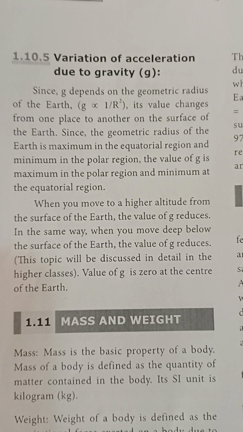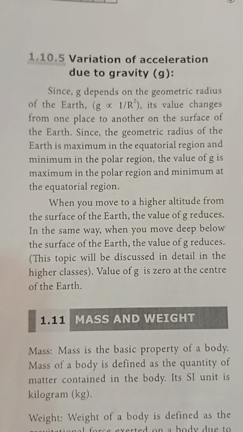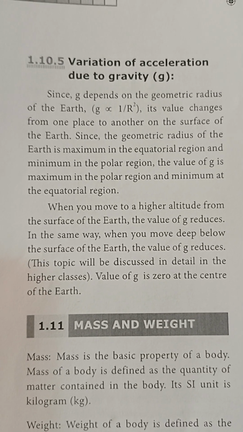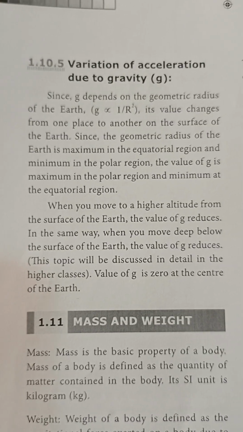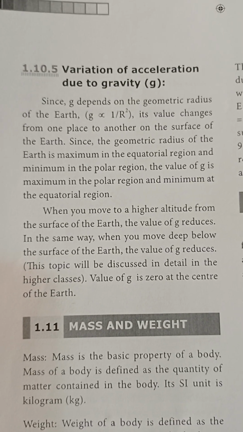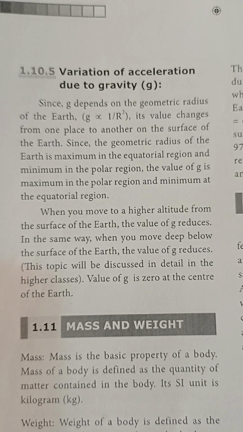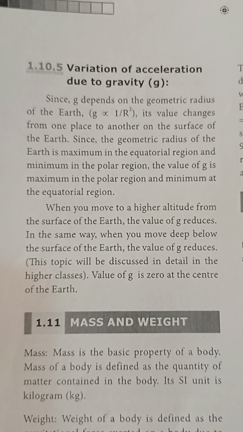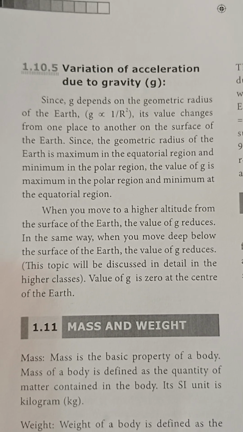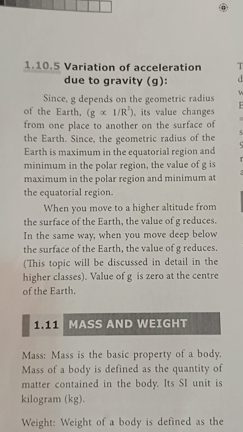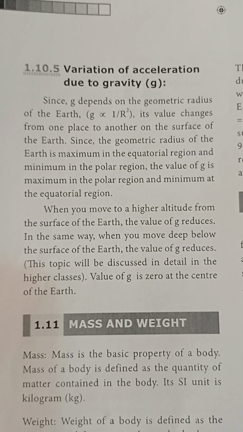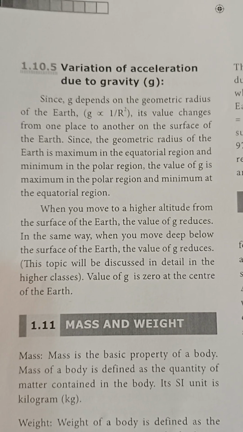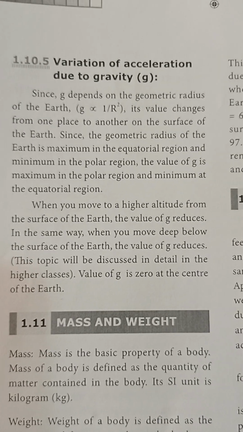Next topic is variation of acceleration due to gravity. Since gravity depends upon the distance between the two objects, it will be changing at every place. The radius is maximum at the equatorial region and lesser at the polar region. So the value of g will be maximum in the polar region and minimum at the equatorial region. Similarly, when we go to higher altitude, the acceleration due to gravity reduces.